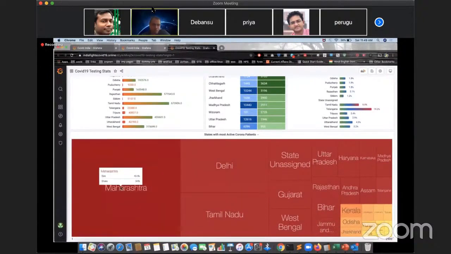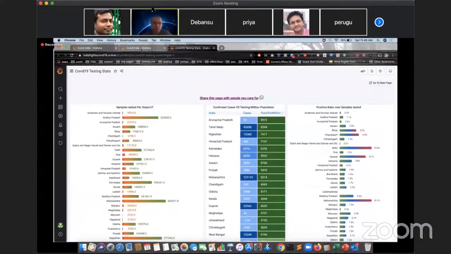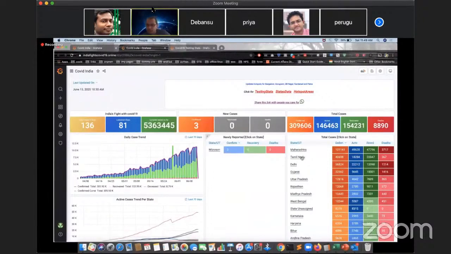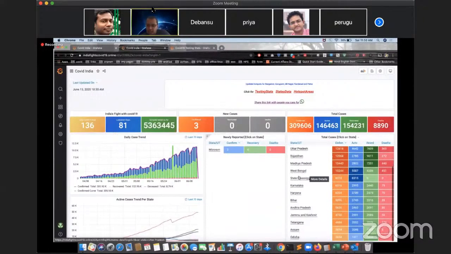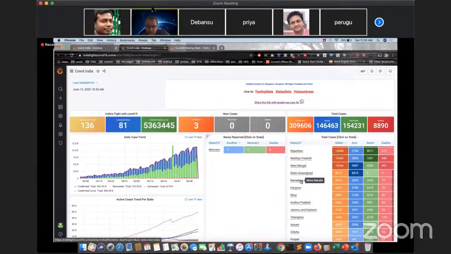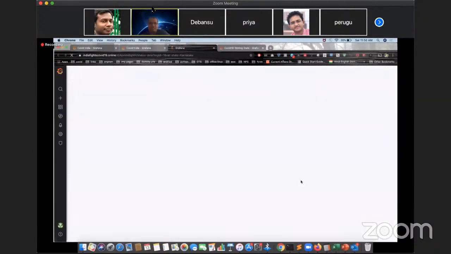So undoubtedly it's Maharashtra as of now. Yeah, so this is for this one. And coming to the next level where we have the states data, I'll choose Karnataka because I stay in Bangalore.